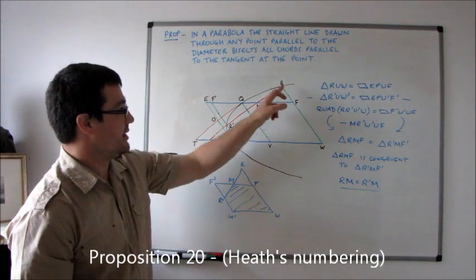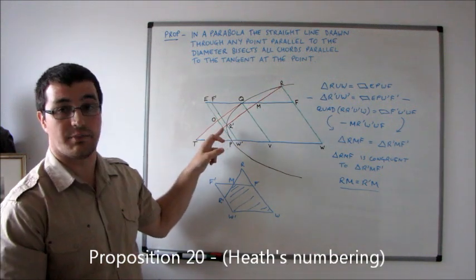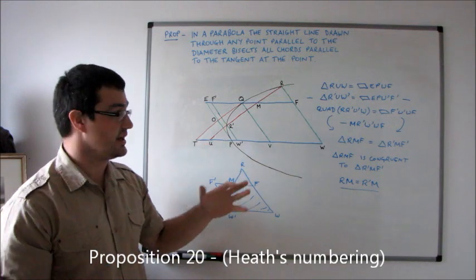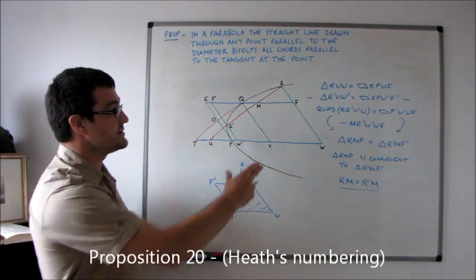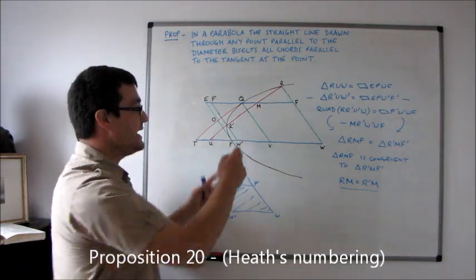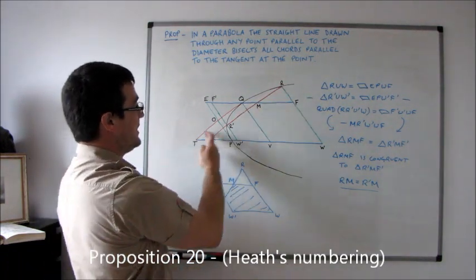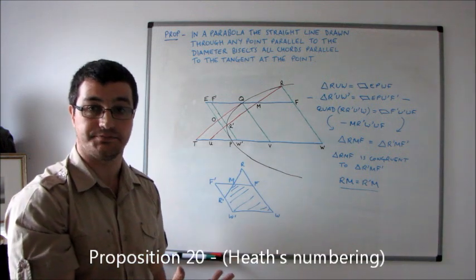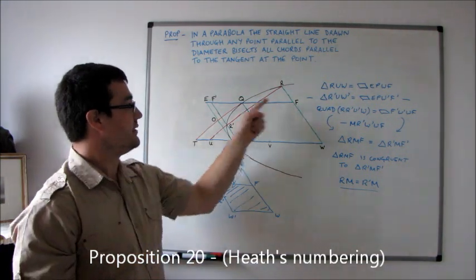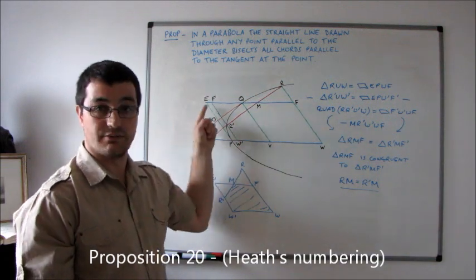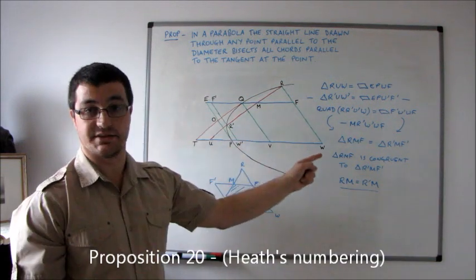So this line bisects the chord RR'. That itself doesn't mean that it's a diameter, but when we consider that R was an arbitrary point, so this would work for any chord drawn parallel to QT, then we can see that any such chord would actually be bisected by this line through Q, which was drawn parallel to the diameter.